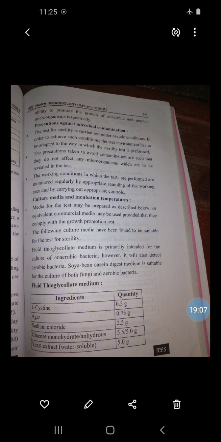Then soybean casein digest medium, test organism Bacillus subtilis, temperature 20 to 25 degrees Celsius, condition aerobic. Then Candida albicans, temperature 20 to 25 degrees Celsius, condition aerobic.